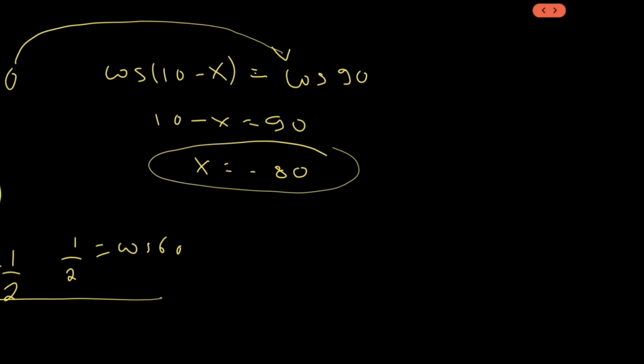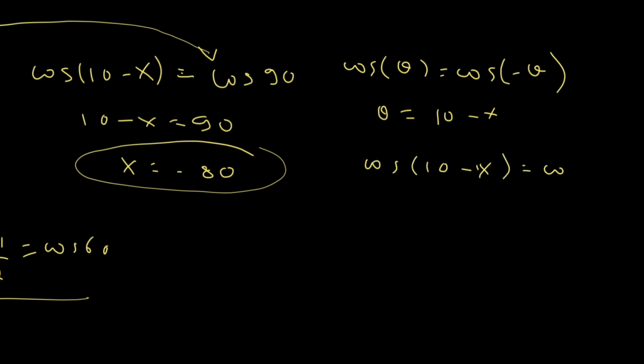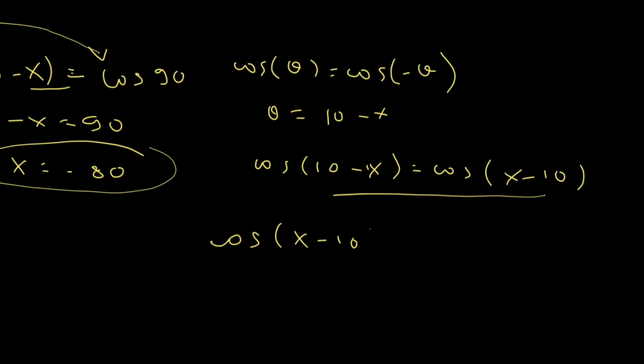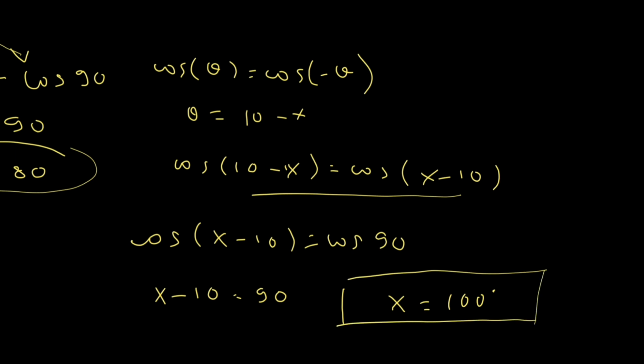But there is one thing, recall the identity that cos of theta is the same as cos of negative theta. So if I replace theta with 10 minus x, I will get cos of 10 minus x equals cos of x minus 10. So this can be replaced with this one. So cos of x minus 10 equals cos of 90 degrees. Therefore, x minus 10 equals 90 degrees, and simplifying this further will give us the value of x equals 100 degrees. And that's the answer that we were looking for.